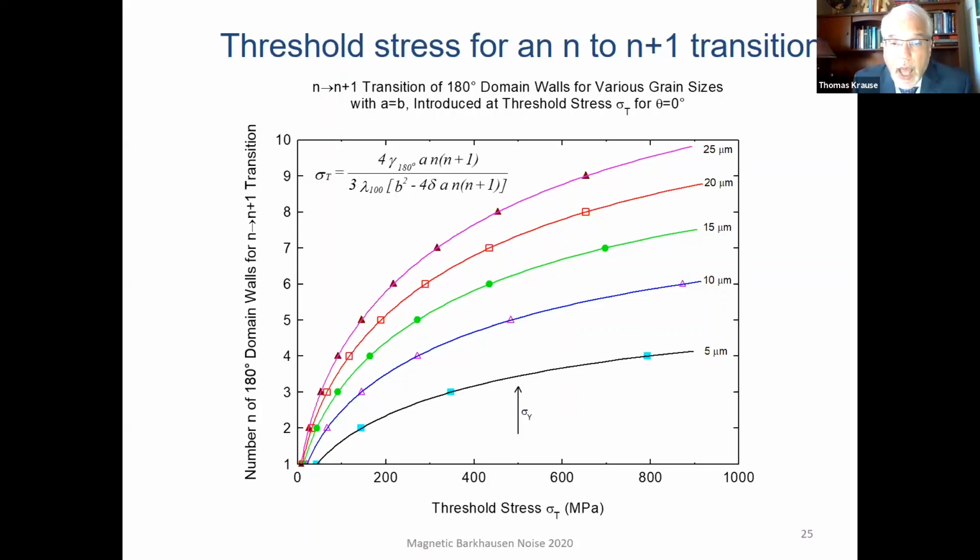And in fact, we are also limited by the yield strength of the material, which for our case was about 500 megapascal, shown by the sigma y in the lower half of the figure. Notice that for smaller grain sizes, we can add fewer 180-degree domain walls, but for larger grain sizes, we can add more. And those curves are given by the expression up in the upper left-hand corner of the figure.